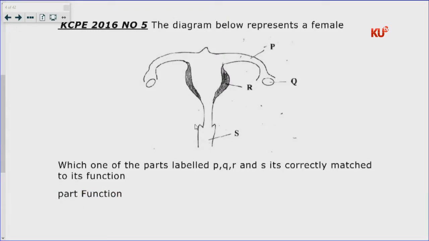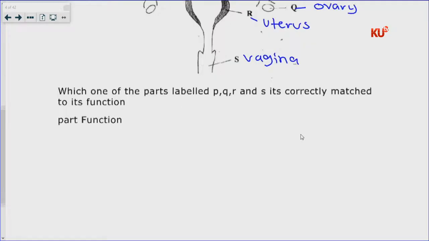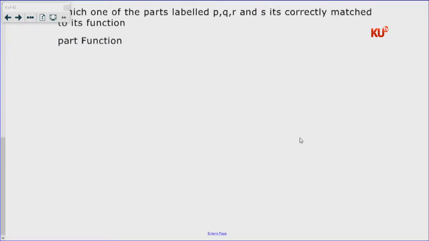So the first thing, we identify the parts. So part P, this is the oviduct, also called the fallopian tube. Part Q is the ovary. Part R, this is the uterus, also called the womb. And part S is the vagina. So having identified the parts, we can now look at the parts and the functions.